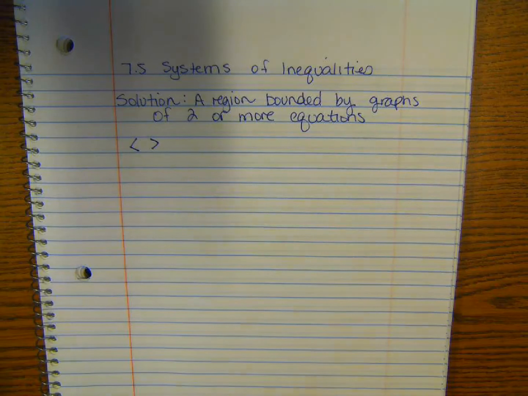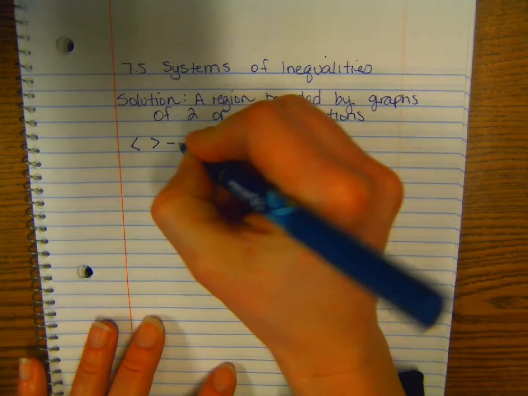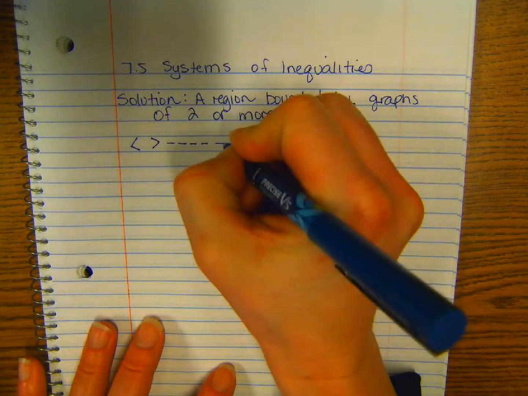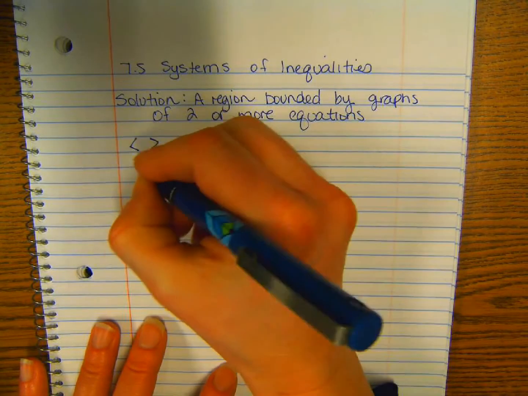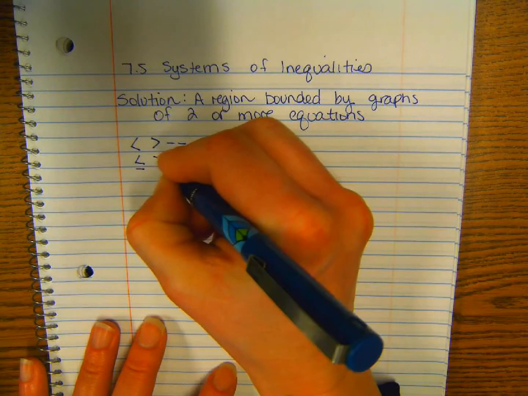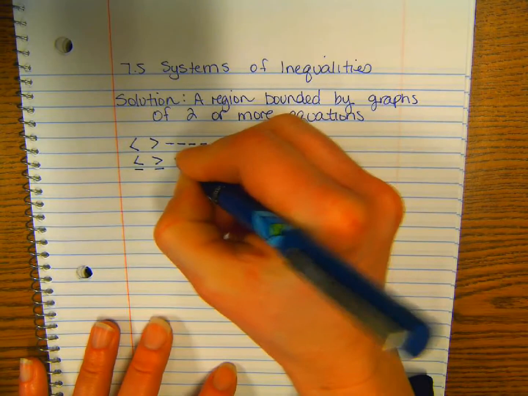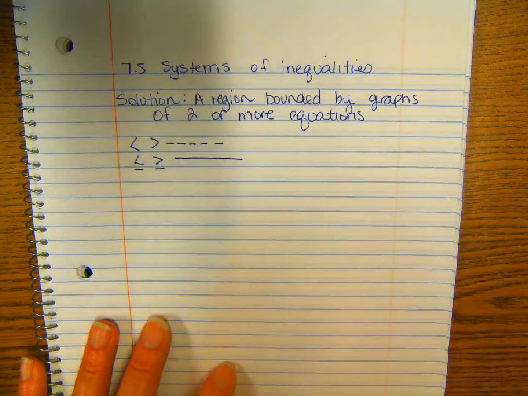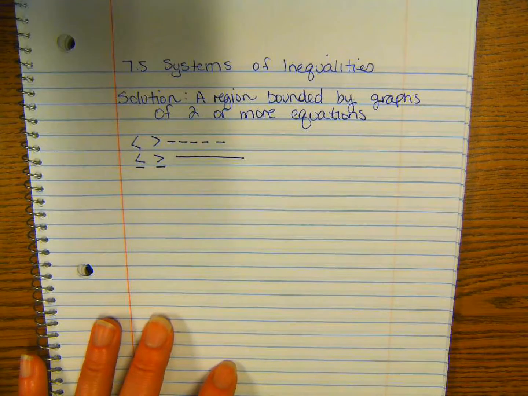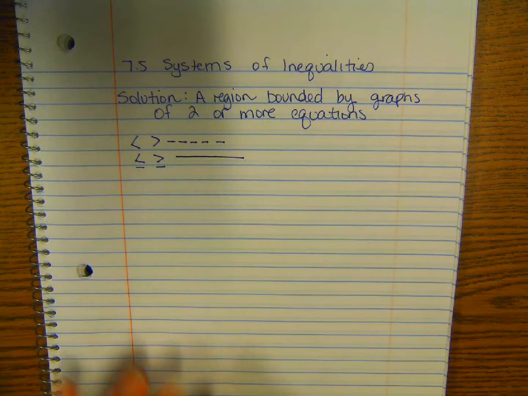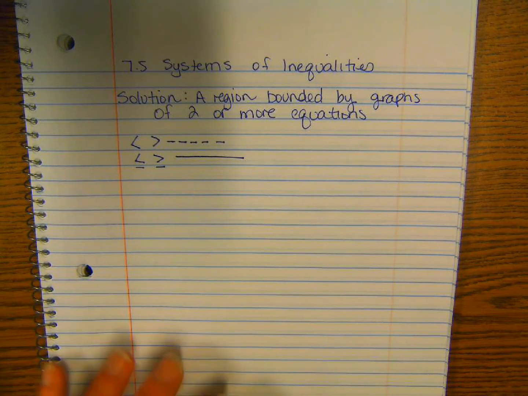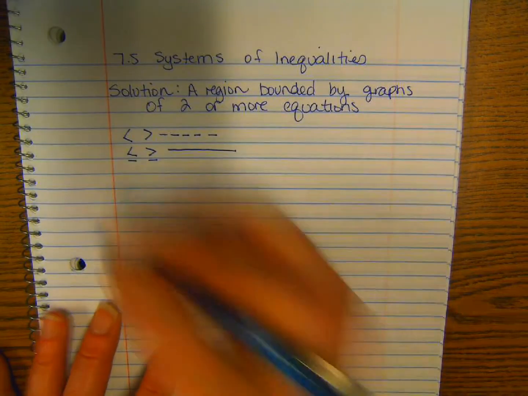This is a dashed region, and a dashed region means it is not included in the solution. If you see less than or equal to or greater than or equal to, it is a solid boundary line, and that means it is included in the solution. Okay, so the first thing then that I want to show you are half planes.